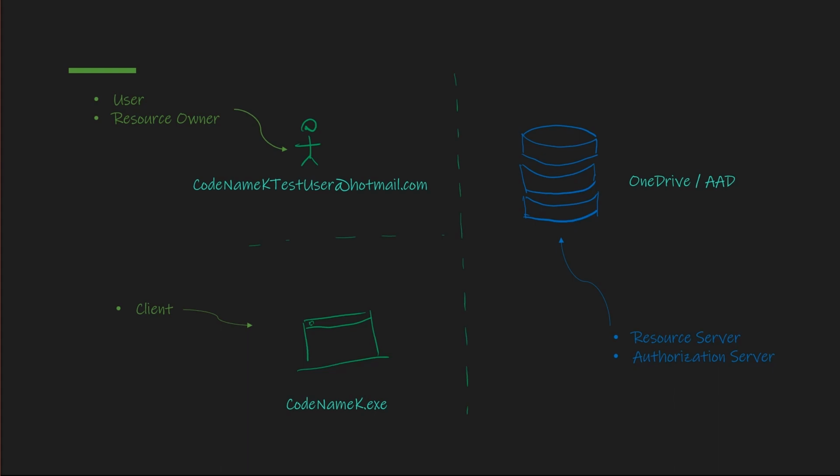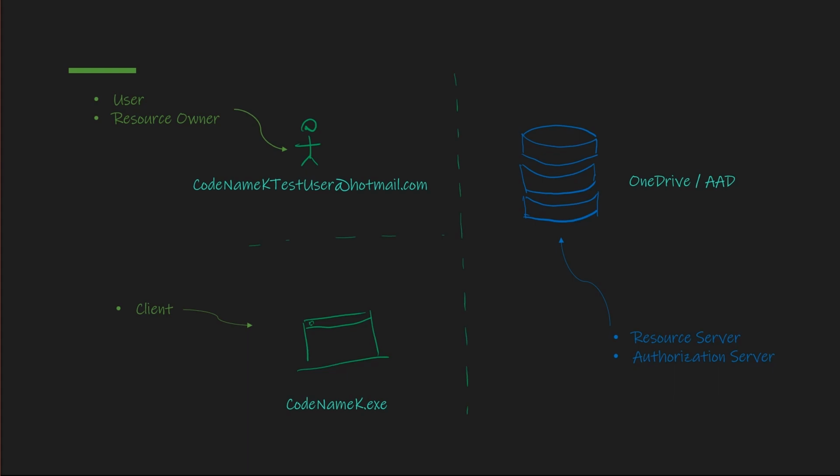Now, here's the challenge. The user owns the Hotmail account. By account, I actually mean a credential, that is a username and password, and inherently gets the OneDrive. The client or the app actually doesn't have anything. So how does OneDrive know to allow access from CodeNameK? This is what I learned. Firstly, the application developer needs to register an app with the resource provider, and that will give back the client ID to identify that specific application.